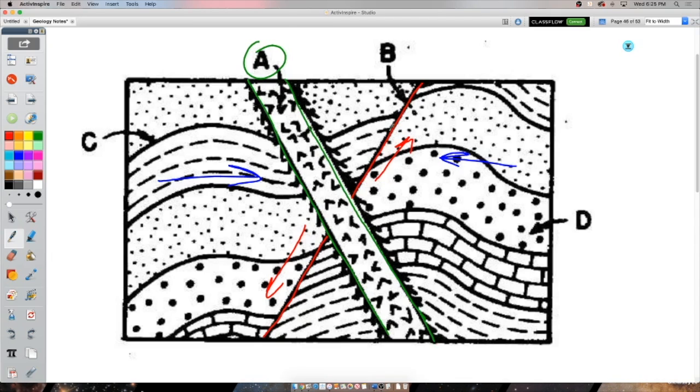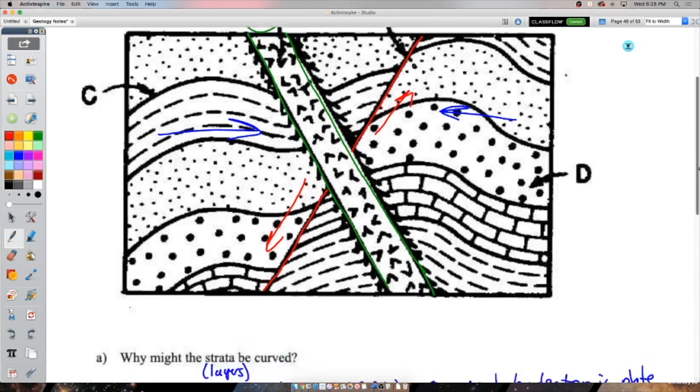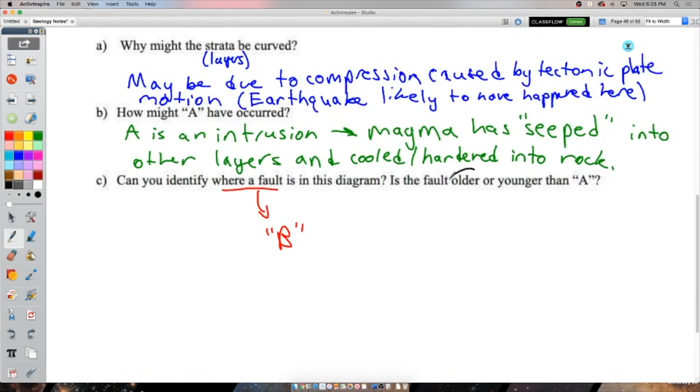So this fault happened, right? This earthquake happened where this energy was released. There was a crack, okay, sat like that for millions of years, and then some magma came in and intruded and hardened over the crack too. So the fault is older than A.